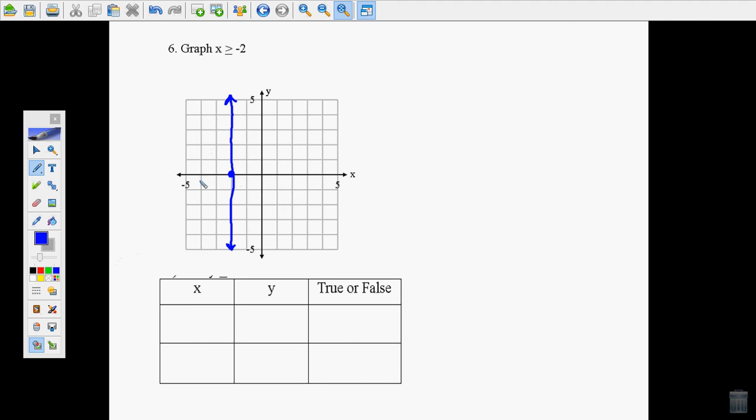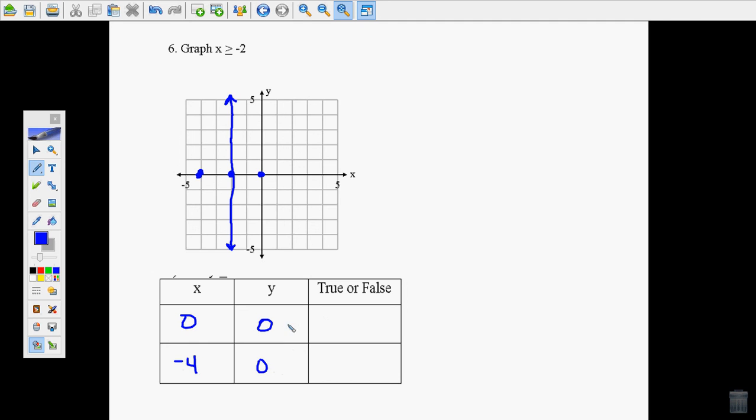Okay, now again, you may have an idea of which side to shade in, but let's just check here. I'm going to pick 2 points. Again I'm going to choose 0, 0 because that's always an easy one to pick. And then I'm going to pick some point over here. So let's say we choose this one. What would the ordered pair for that one be? That would be -4, 0.